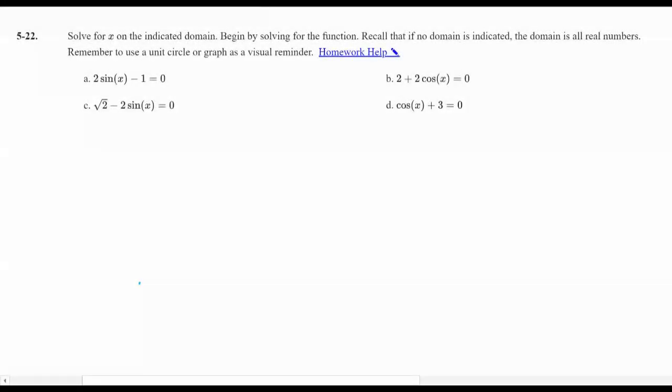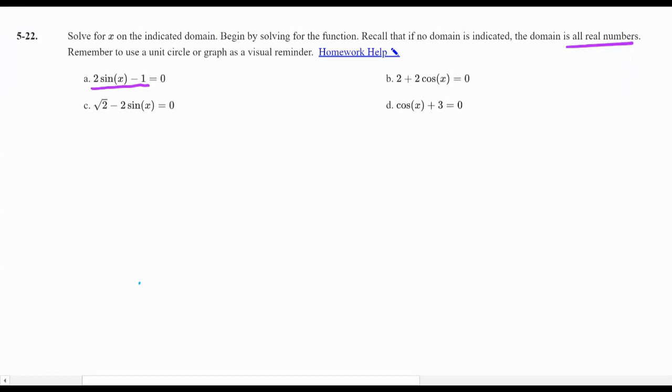Here we're asked to solve for x. So in this one here, we're talking about a domain that's all real numbers. So we're going to have an infinite number of answers because we can just keep going around the circle. So the first thing I'm going to do is solve the answer between 0 and 2 pi.